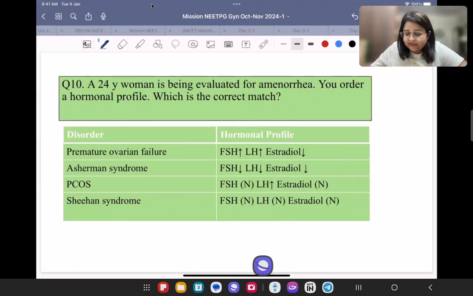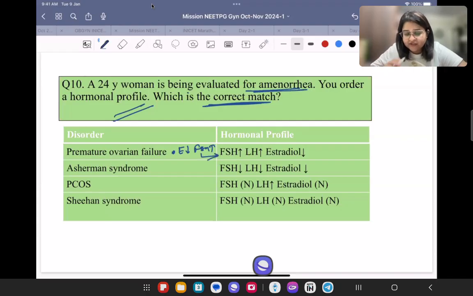24-year-old woman is being evaluated for amenorrhea. You order a hormonal profile, which is the correct match. So let's start with this. This is a nice question. Premature ovarian failure. What will you find? It is like menopause. So FSH is going to be high. Estrogen, what's happening to estrogen? Estrogen is going to be low. So you have low estrogen and FSH is going to be high. So where is that option? You have the first option only.